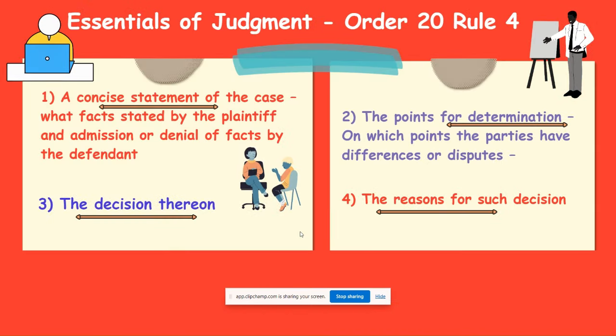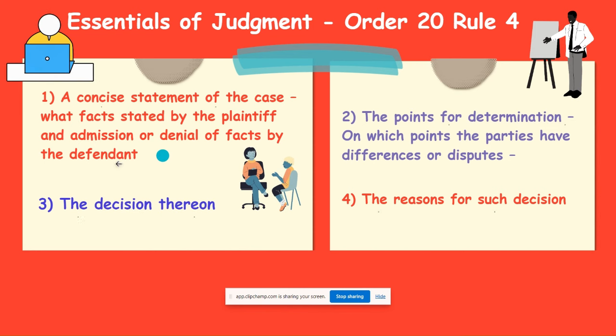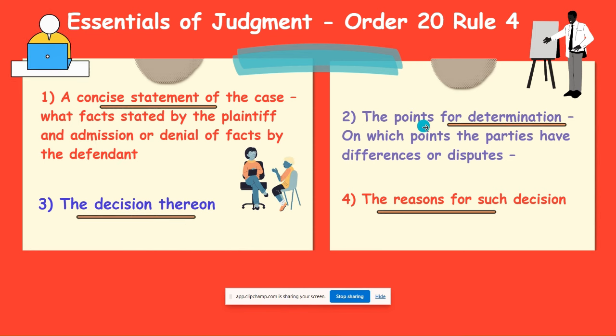Based on that, the essentials have come. There is a concise statement of the case. Yes, what facts were stated by the plaintiff and the admission or denial of the facts by the defendant. Then what are the points for determination? On which points the parties have differences or disputes. The decision, what is the decision and the reasons for such decisions. So these four essentials are there so far as judgment is concerned.